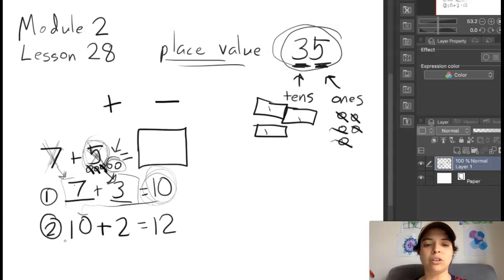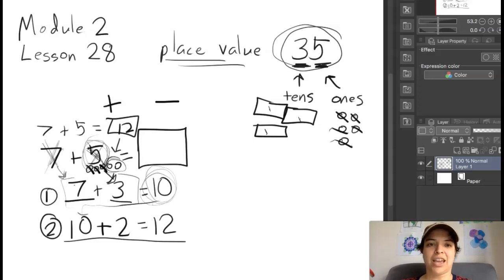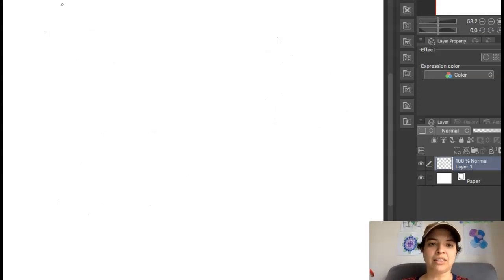Wow, so we have a whole new number sentence. 10 plus 2 is 12. The original number sentence was 7 plus 5 equals a mystery number, but now it's no longer a mystery to us. We figured it out. 7 plus 5 is 12. So that is what I would like to practice with you today. So let's do some more problems like that.